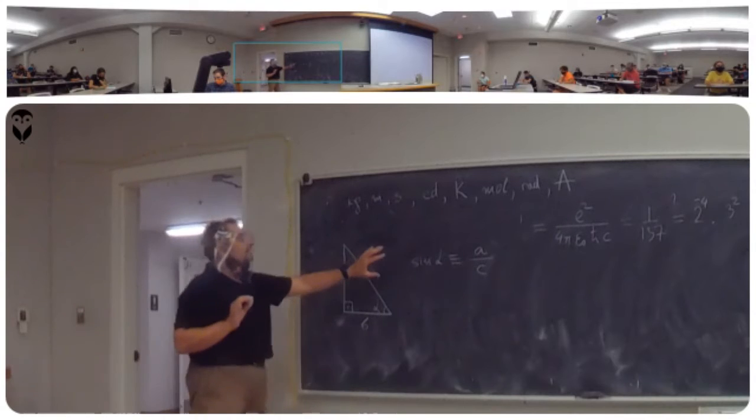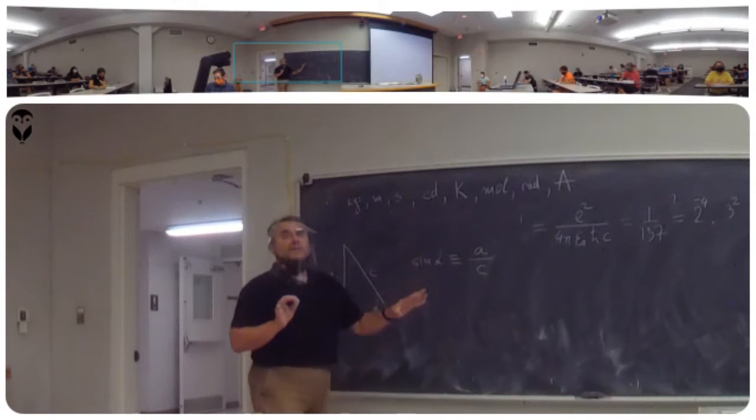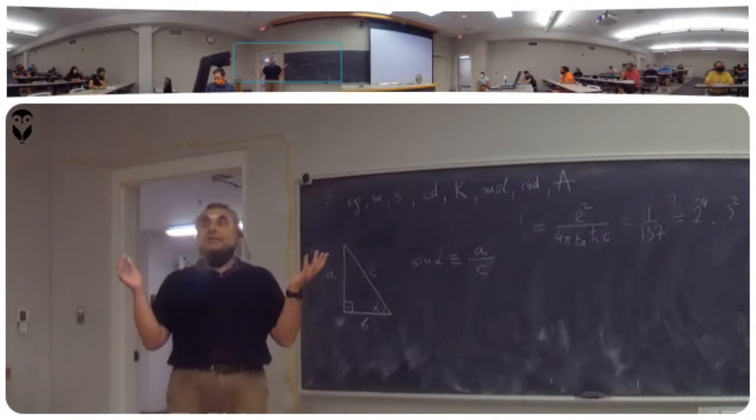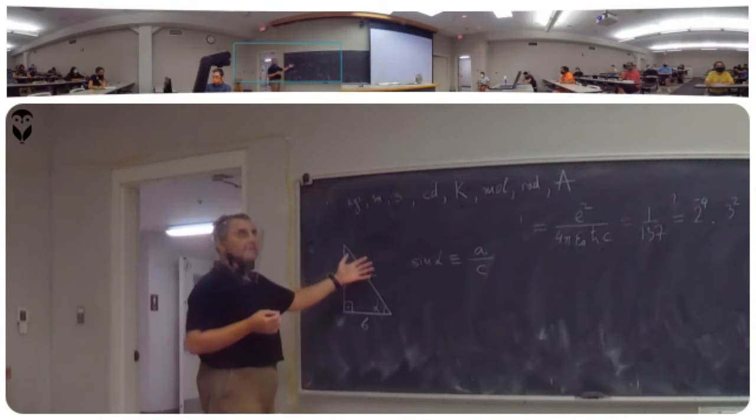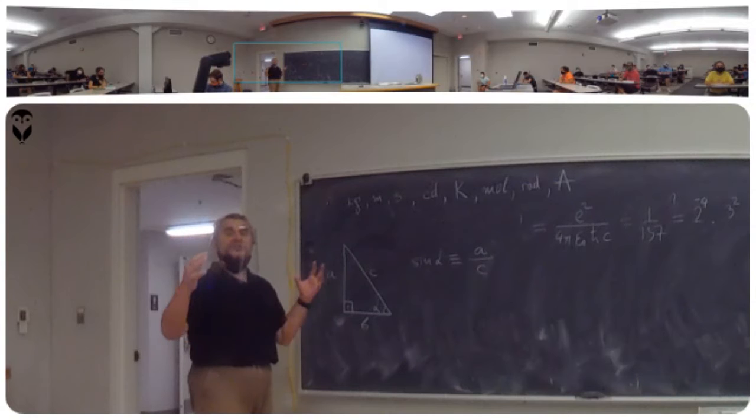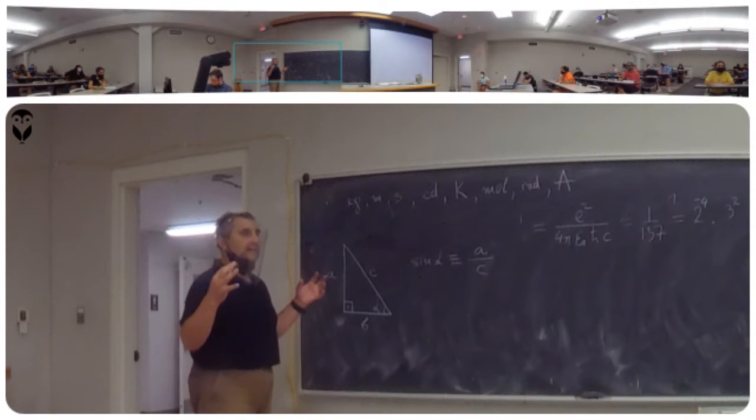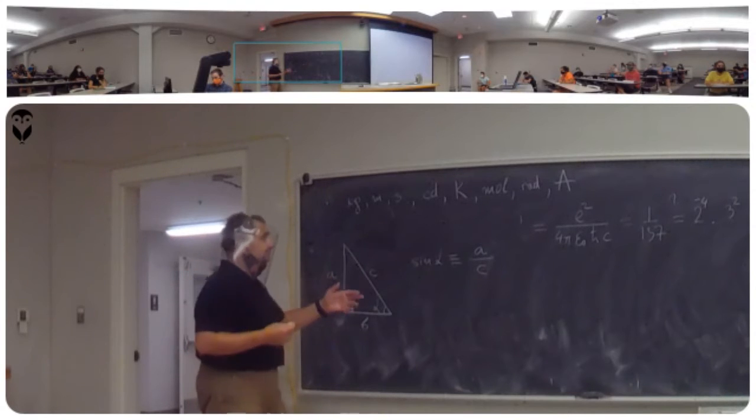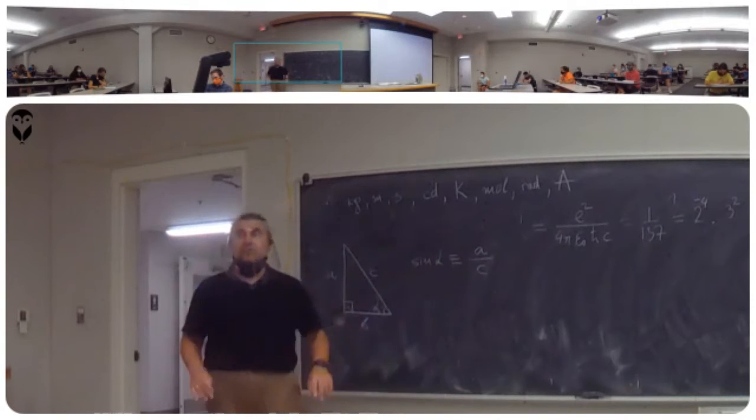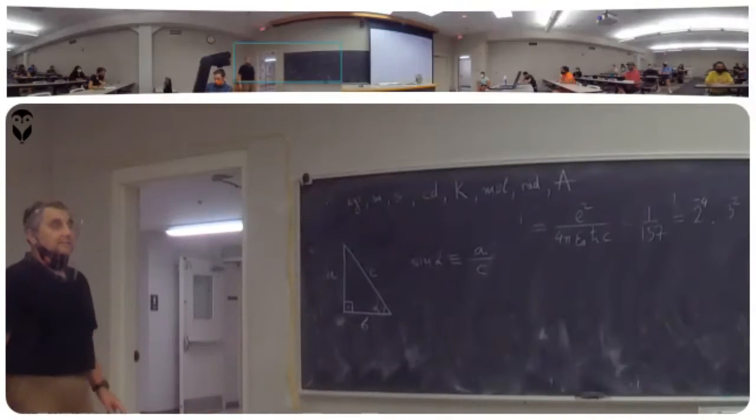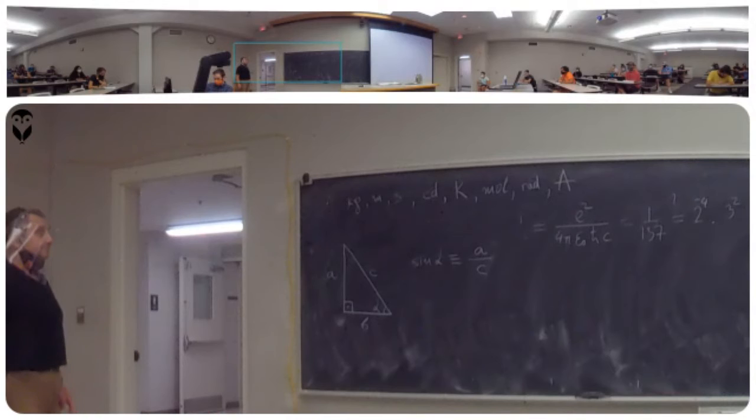It can be shown that this ratio cannot be a number larger than 1. Why? Because in any right triangle, the hypotenuse is the longest side. So some number divided by a larger number is always smaller than 1.